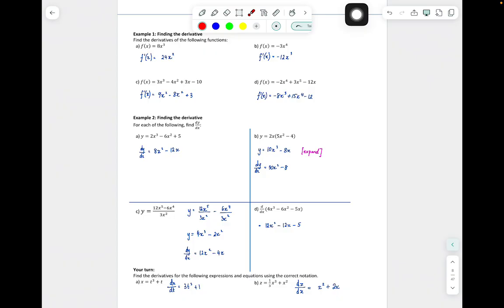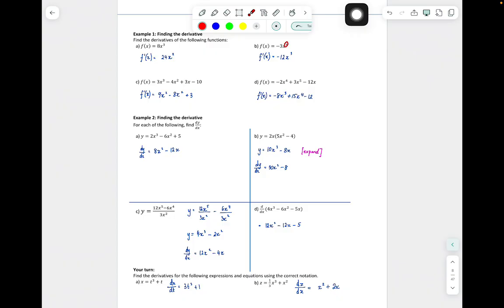For this particular example, f of x equals 8x to the power of 3. If we take the power of 3 and multiply it with the 8 at the front, take the power, multiply it at the front, then subtract the power by 1. So we're taking the power, multiplying at the front. 3 times 8 is 24. Then you subtract the power of x to the power of 3 by 1. It becomes x squared. That's it.